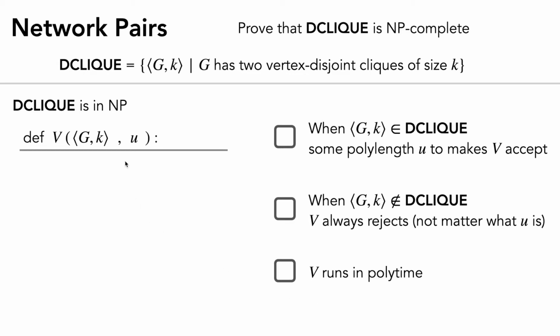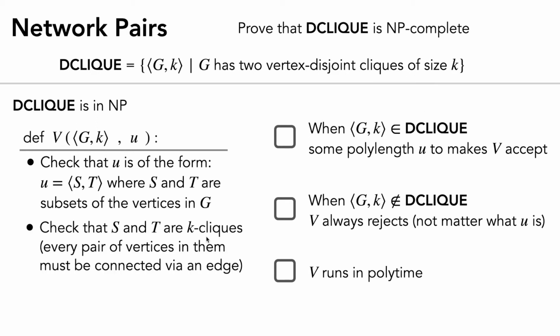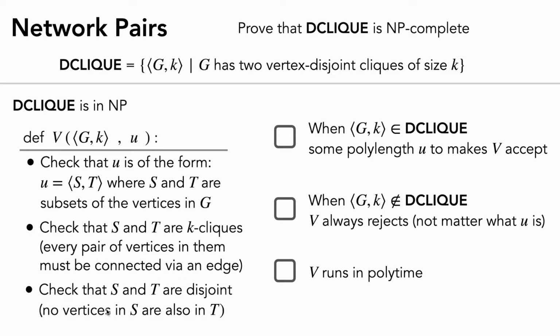The first thing our verifier is going to do is check that the certificate u is of the form S, T, where S and T are subsets of the vertices in G. These are going to represent our two vertex disjoint cliques of size k. So we just need to check that they actually are two vertex disjoint cliques of size k. We can check that they're both k-cliques by checking that both of them have size k, and that every pair of vertices in them is connected via an edge. And we can check that they're disjoint by checking that no vertices in S also appear in T.